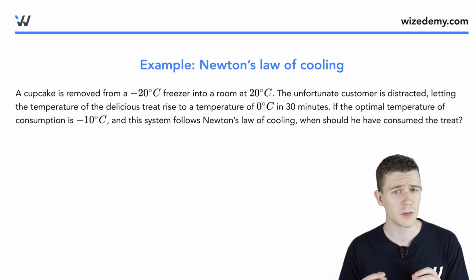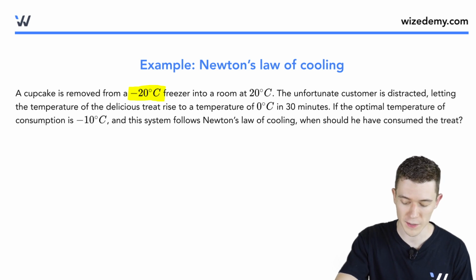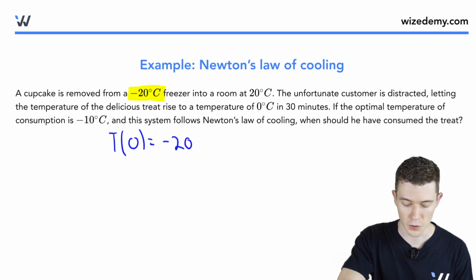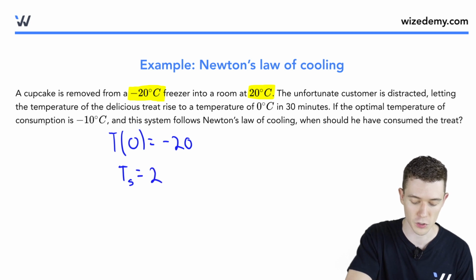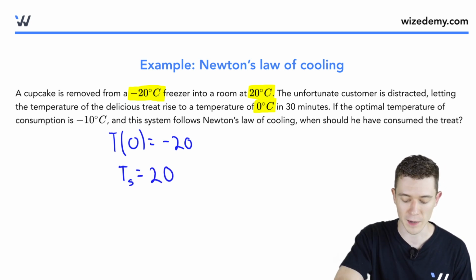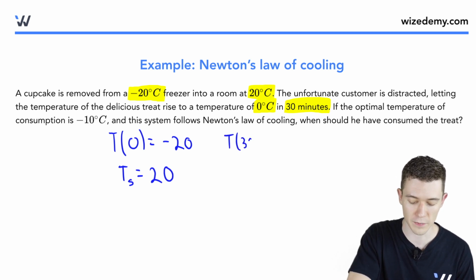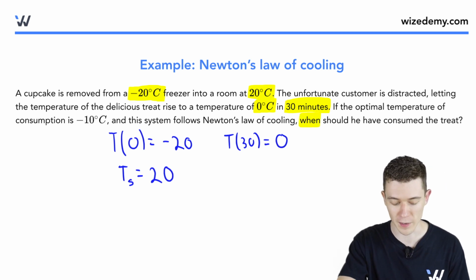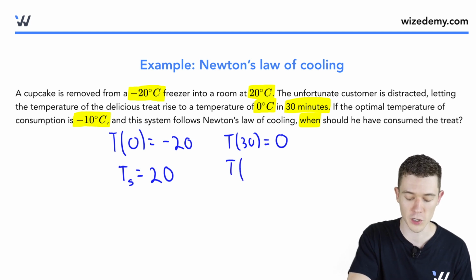First, let's pick out the information from the paragraph and translate it into functional notation. Minus 20 degrees, that was the initial temperature, T of 0. The room is regular 20 degrees. We call that T sub S, the temperature of the surrounding. We know the temperature became 0 degrees after 30 minutes, or in other words, T of 30 equals 0. The question is when? At what time does the cupcake become minus 10? In functional notation, we'll say T of what equals minus 10.